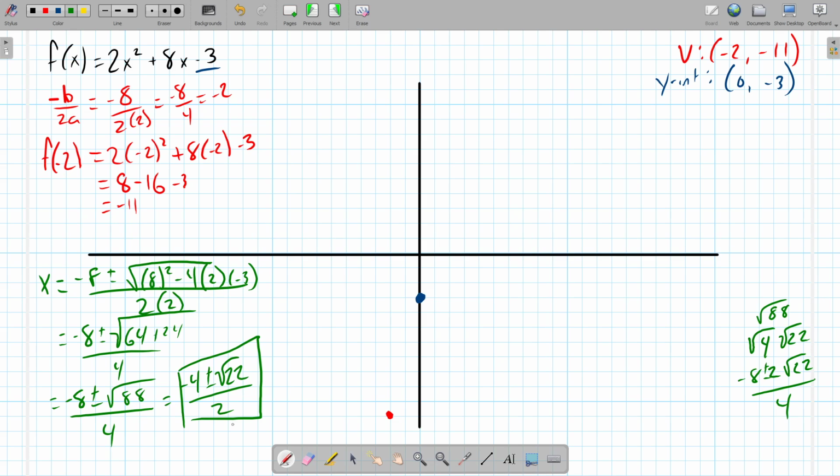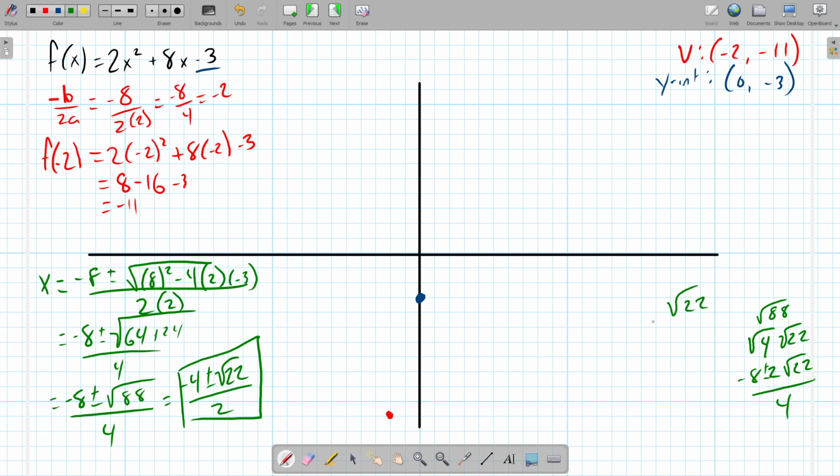Now I'm assuming you don't get to use a calculator when you're doing this in class, because if you could, you would just graph it on your calculator and you wouldn't be doing all this work. So how can we approximate where this should be on our x-axis? Well, we can think about the square root of 22. The square root of 22, where does that lie?